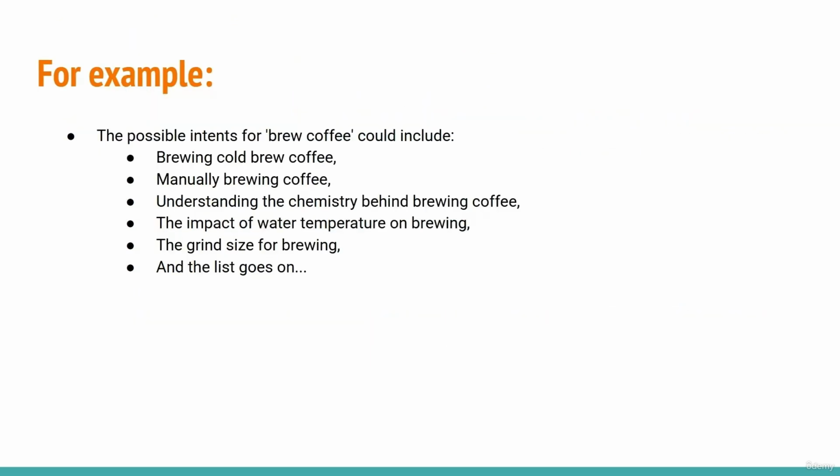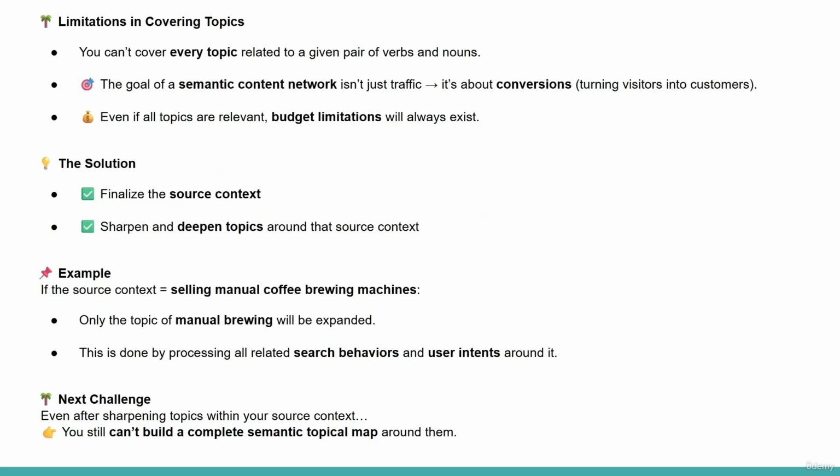For example, brew coffee. The intents could be brewing cold coffee, manually brewing coffee, understanding the chemistry behind brewing coffee, the impact of water temperature on brewing, the grain size for brewing, and the list goes on. Regarding covering topics, you cannot cover every topic that is related to a pair of verbs and nouns. The goal of a semantic content network is not just traffic, it is about conversion, turning visitors into customers. Even if all your topics are relevant, budget limitations also apply.